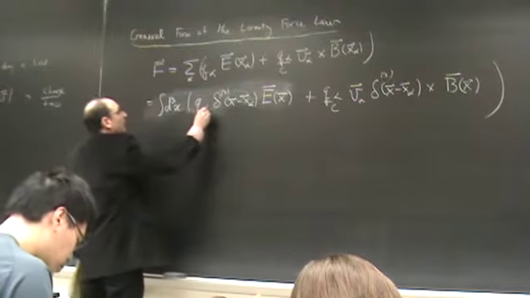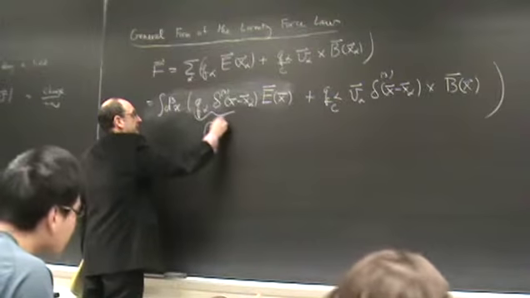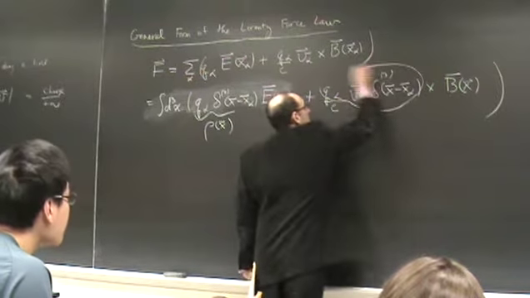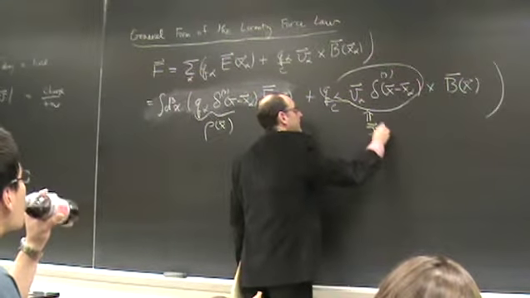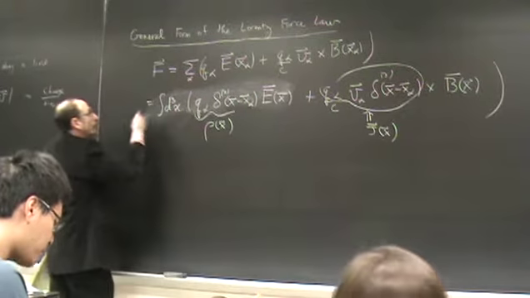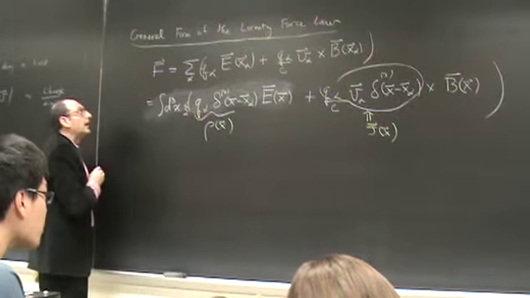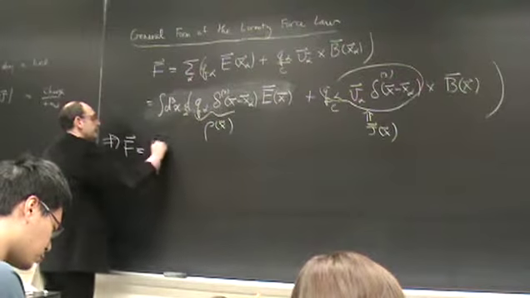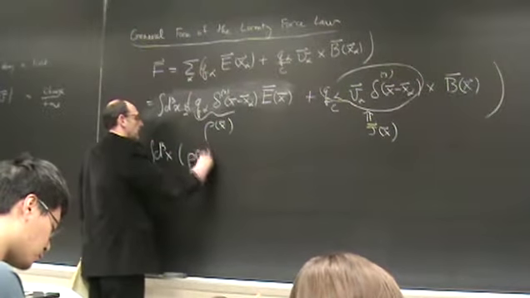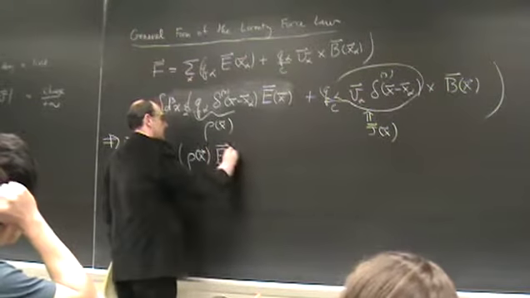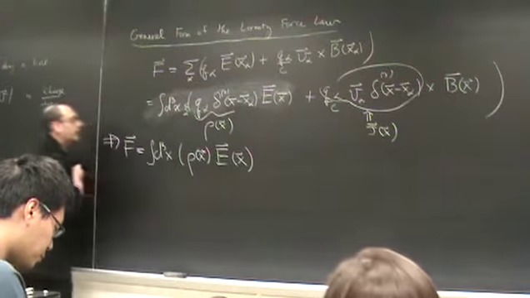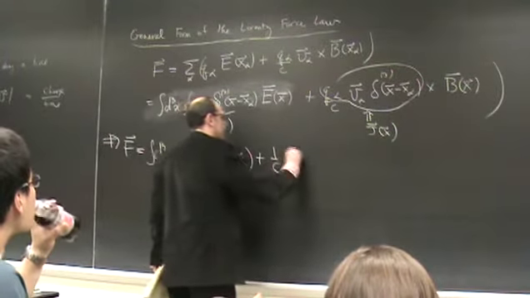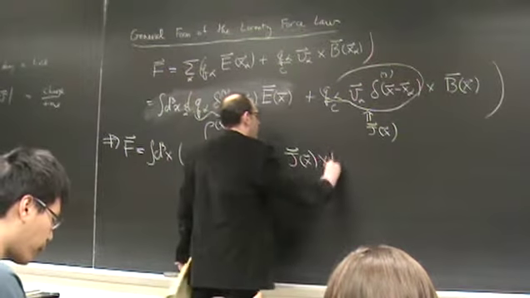So now I can rewrite this, of course, as the charge density. And we just said that this was equal to the current density when I sum over all the charges. And thus, we can rewrite a general form of the Lorentz force law in terms of the local charge density and the local electric field at that position plus 1 over c J cross B.